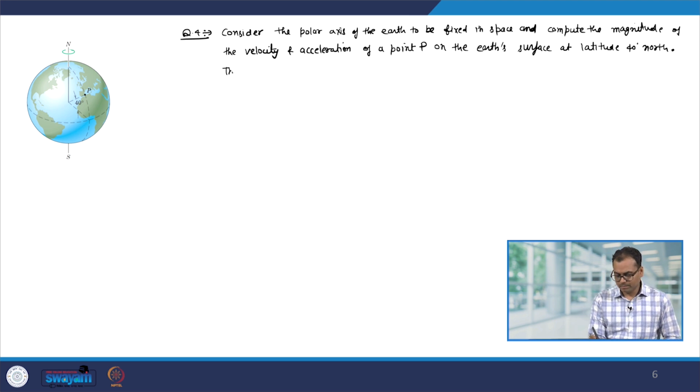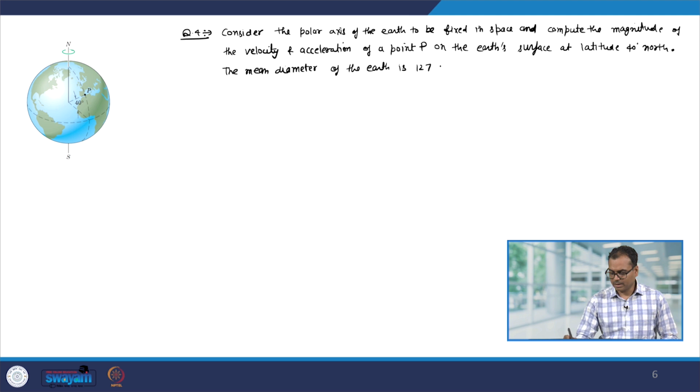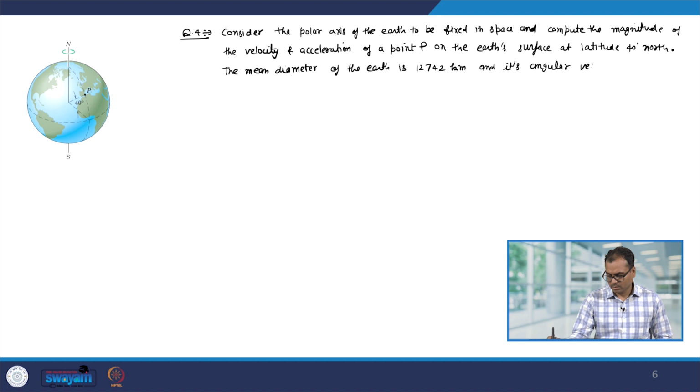The mean diameter of the earth is 12,742 kilometer and its angular velocity is 0.7292 into 10 to the power minus 4 radian per second.